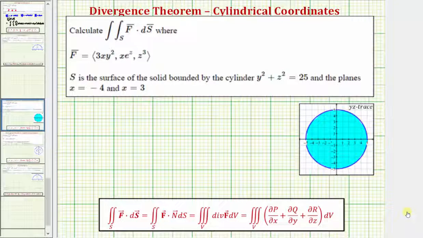We'll come to an example on how to use the divergence theorem to evaluate a flux integral, or the surface integral shown here, where the vector field F is given and the surface S is the solid bounded by the cylinder y squared plus z squared equals 25 and the planes x equals -4 and x equals 3. Let's first look at this graphically.